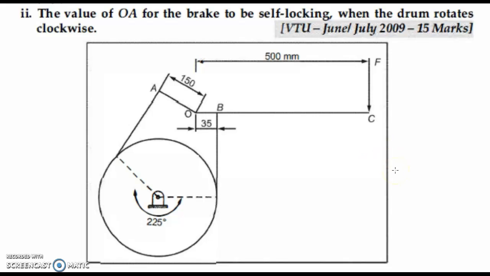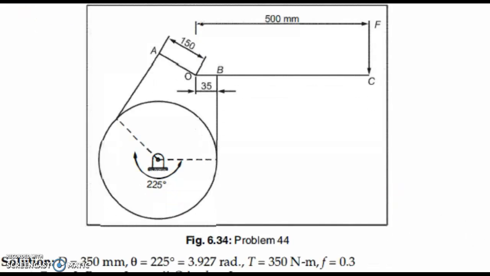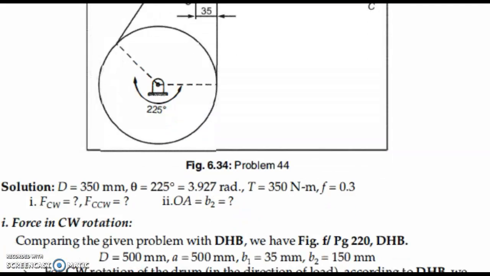In our data book page number 270, figure number F, that is the figure of differential band brake. Just compare these two figures. Write the given data. What are the given data? Diameter is given as 350 mm. Angle of contact theta is equal to 225 degree. Convert it into radian. That will become 3.927 radian. Now the value of torque is given 350 Newton meter. Coefficient of friction is equal to 0.3.